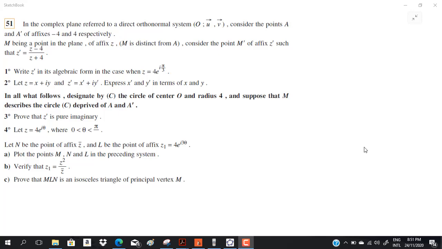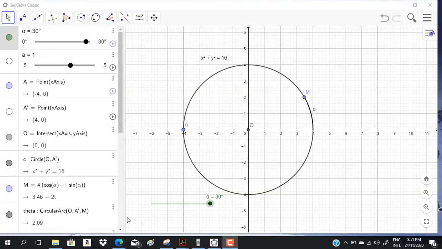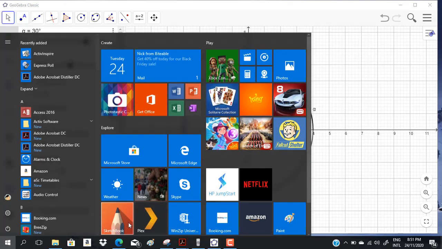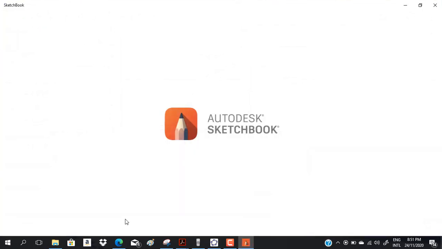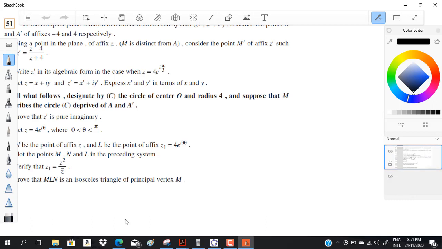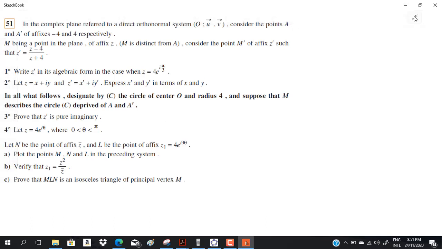سلام. راح نحل exercise number 51 بالبوكلت يلي هو بنفس الوقت دورة امتحانات رسمية، بس صراحة ناسي أي دورة. أول شي معنا in the complex plane refer to the orthogonal direct system. معنا ال point A prime of respective of x's -1 and 1.